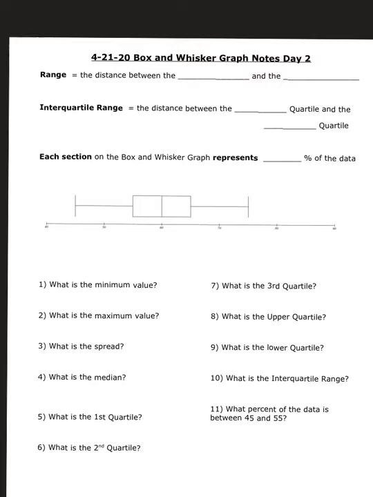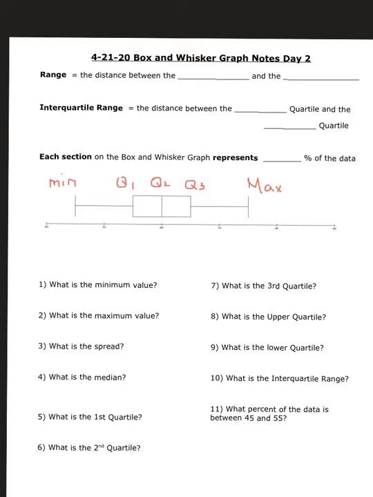We are now looking at some more about box and whisker graphs. Since we have a box and whisker graph, just like yesterday, the first thing that was said to do was to label the graph. So I'm going to do that. And so looking at the top of the notes, the first thing it says is the range.